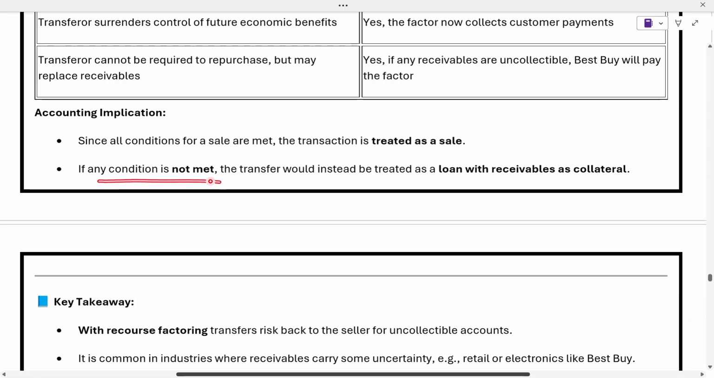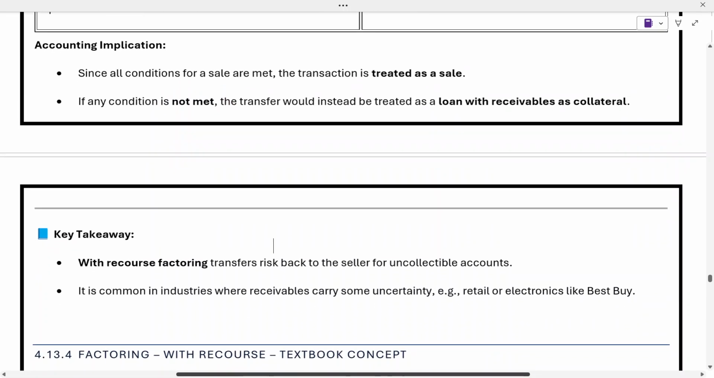Now, if any conditions are not met, the transfer would instead be treated as a loan with the receivable as collateral. So basically, the conditions of sale are like the factor will be receiving all the money, and all the economic benefits will belong to the factor. So this is treated as a sale, and if these conditions are not met, then this will be treated just like a loan with the collateral.